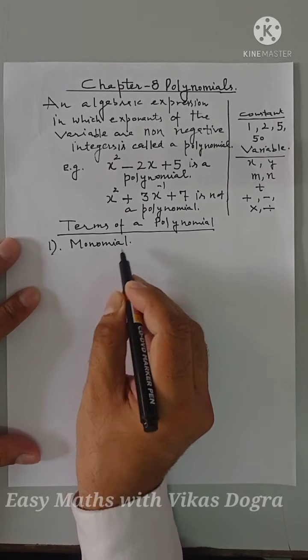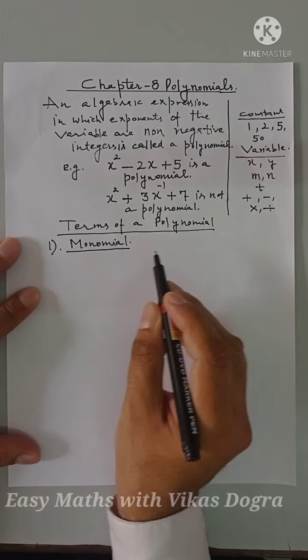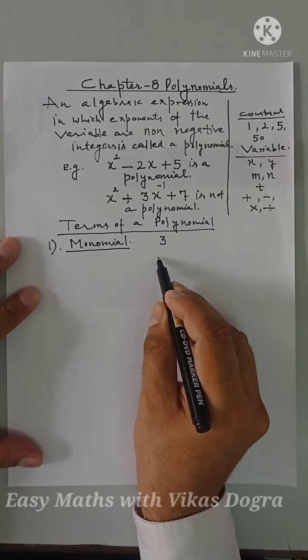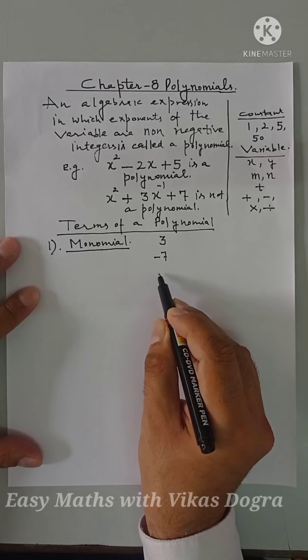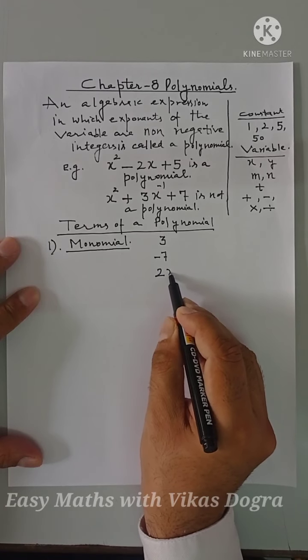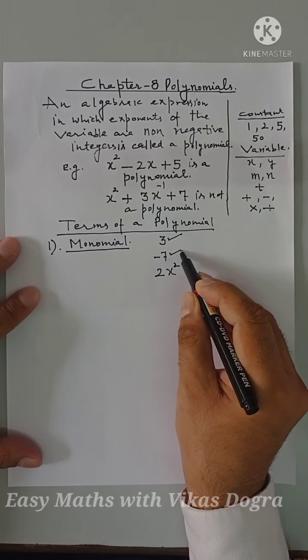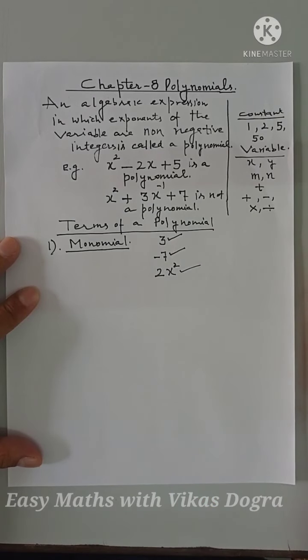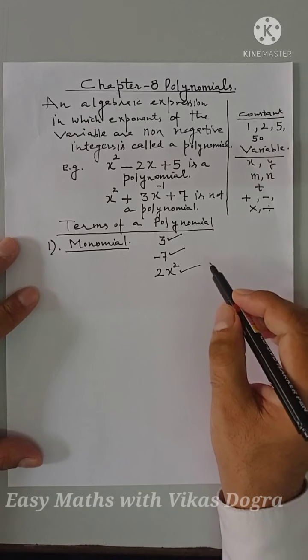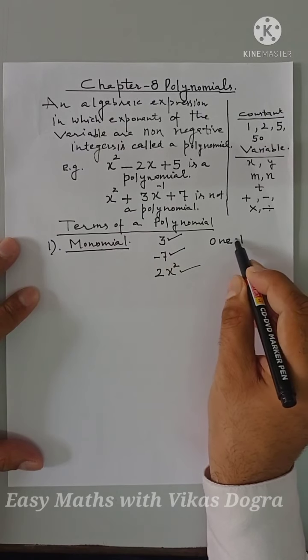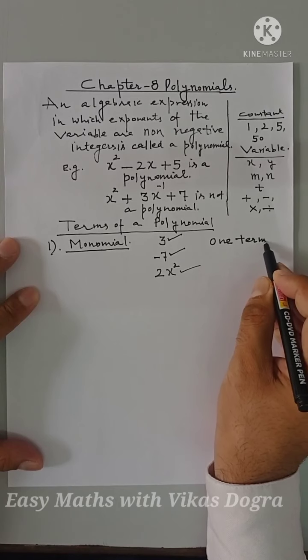Before I give you the definition, I am writing some examples. Suppose I have written 3. I have written minus 7. I have written 2x square. What do you observe here? This is also having one term. This is also having one term. So what will you say? A polynomial is said to be a monomial if it has only one term.